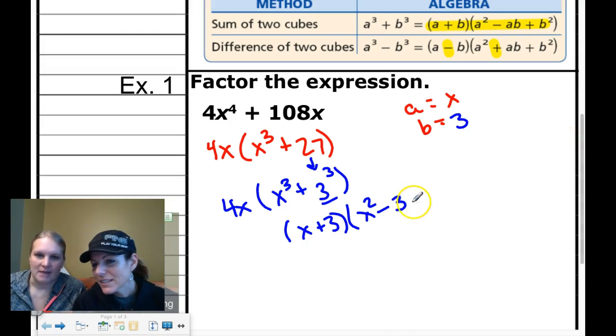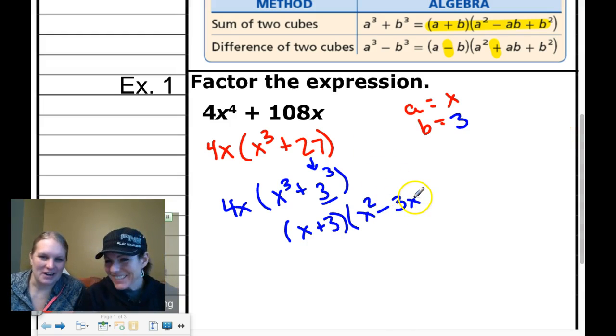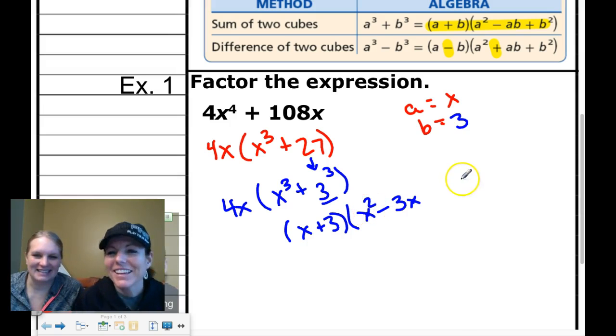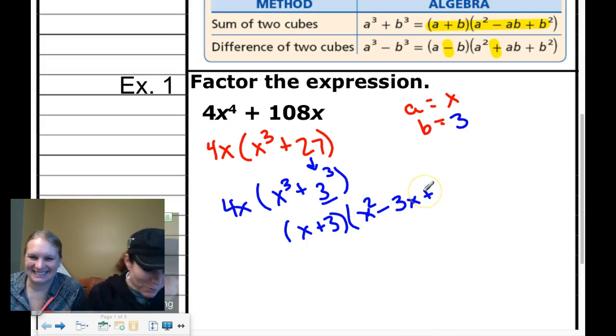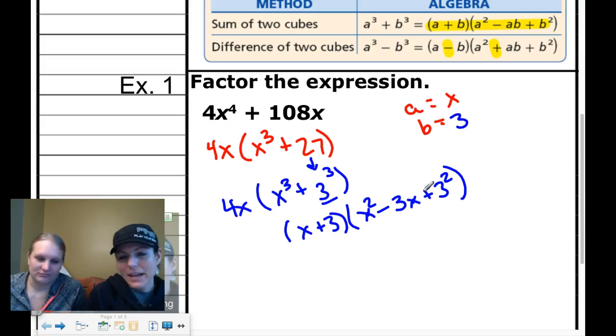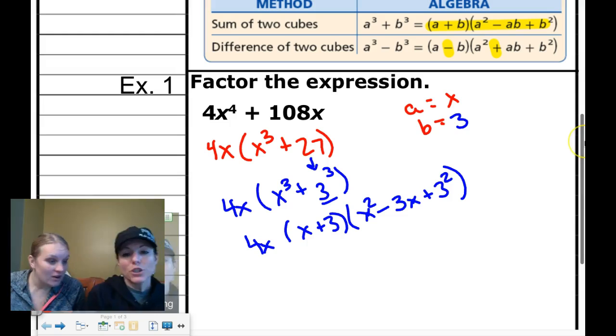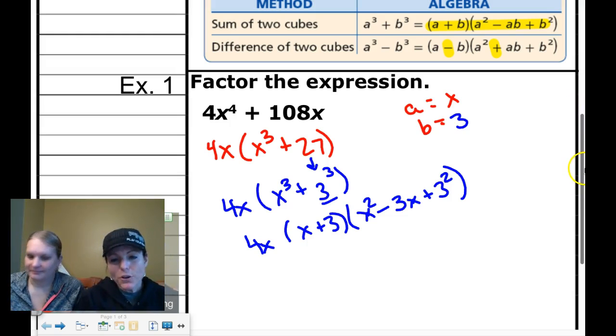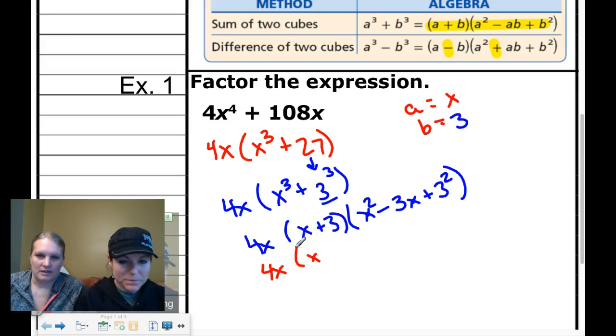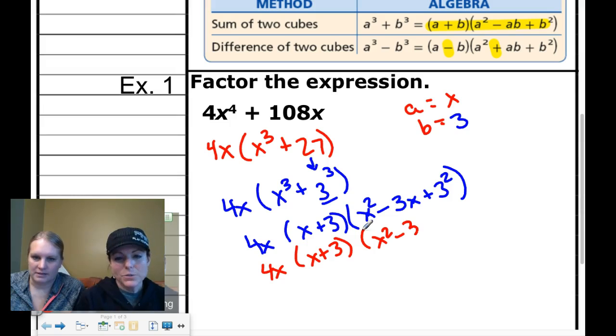Plus b squared, which is 9. So let's rewrite that. Don't forget to bring down the 4x. 4x times x plus 3, times x squared minus 3x plus 9. So guess what we have to do right now?